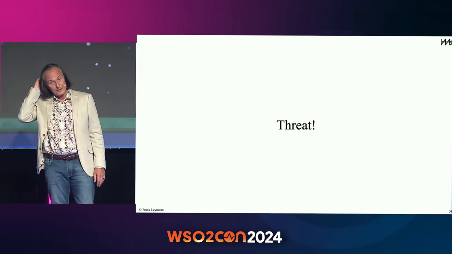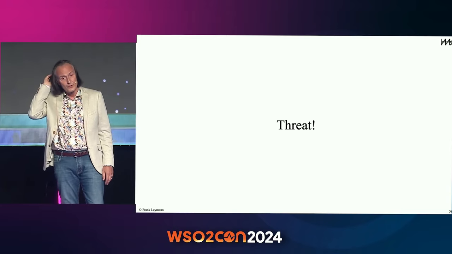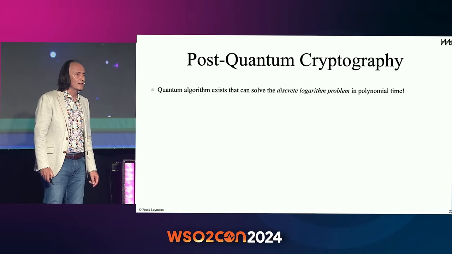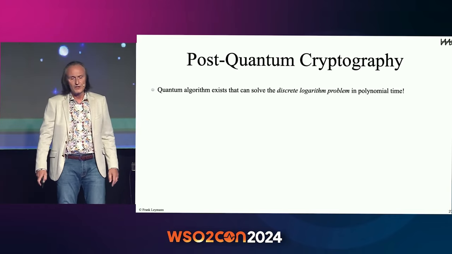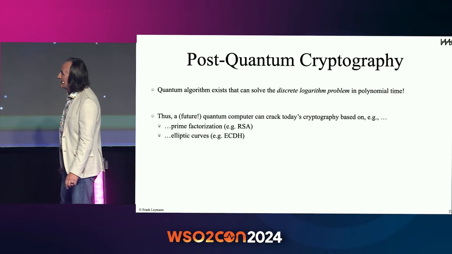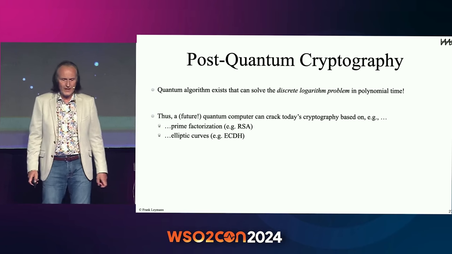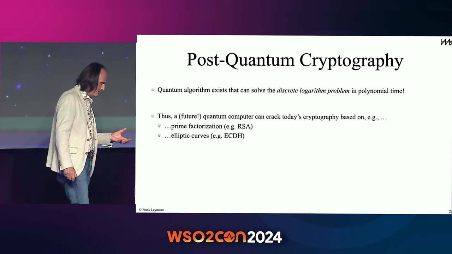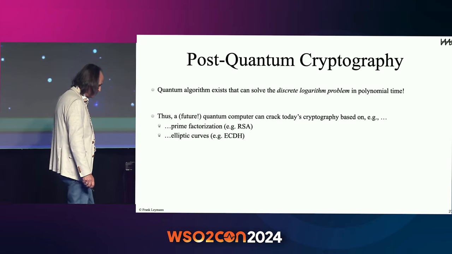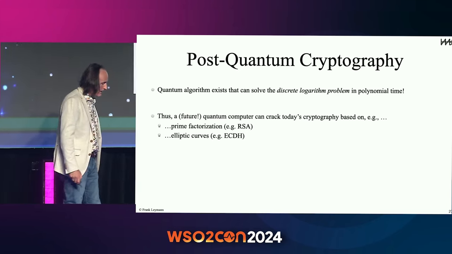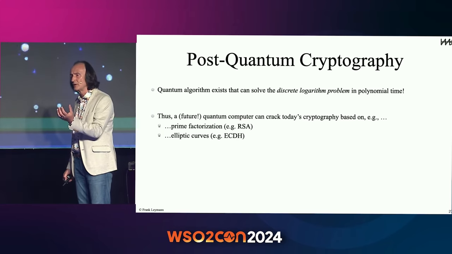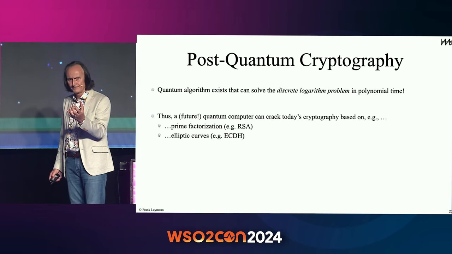But there is a threat that I mentioned before, a severe threat, a really severe threat. The threat is basically that quantum algorithms exist that can solve what is called in computer science the discrete logarithm problem. Damn, that sounds complicated, but what it means is you can factorize numbers very fast, which is the underlying problem behind RSA, for example, or you can crack elliptic curve cryptography like elliptic curve Diffie-Hellman. This basically means the underpinnings of our today's security infrastructure are absolutely threatened, right?